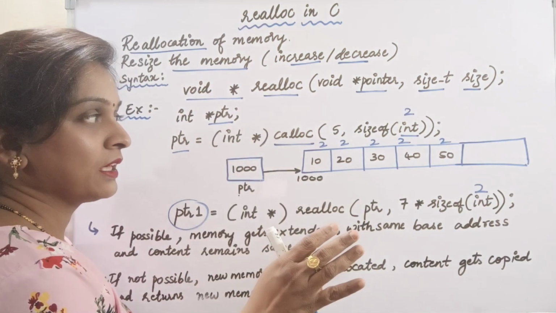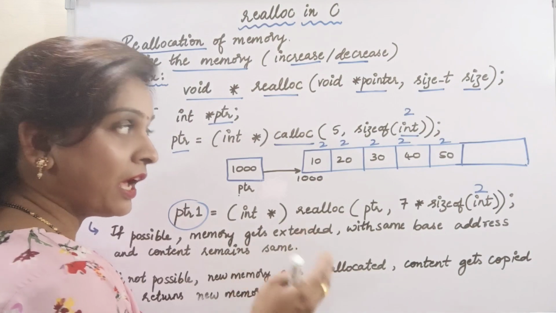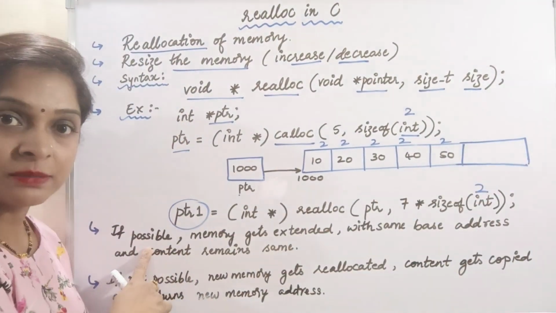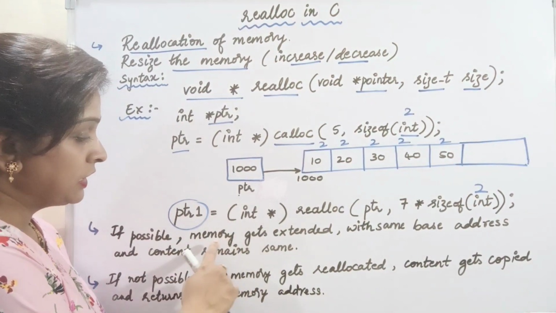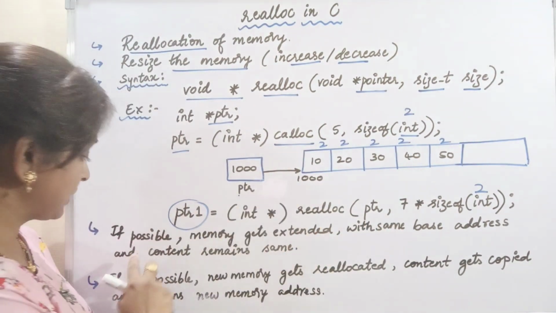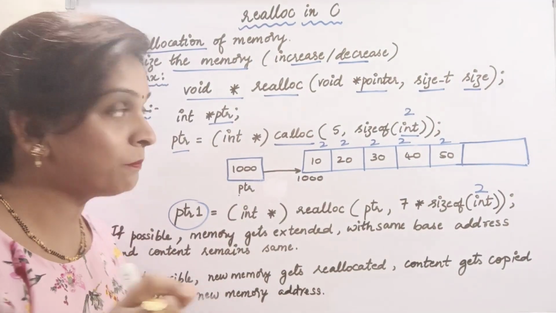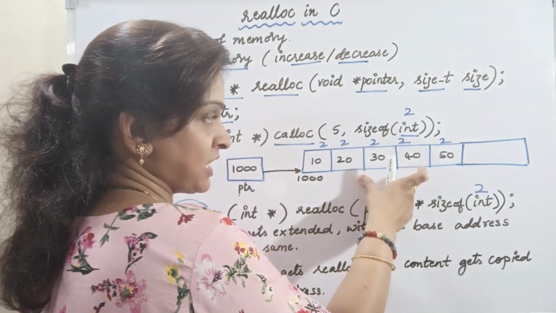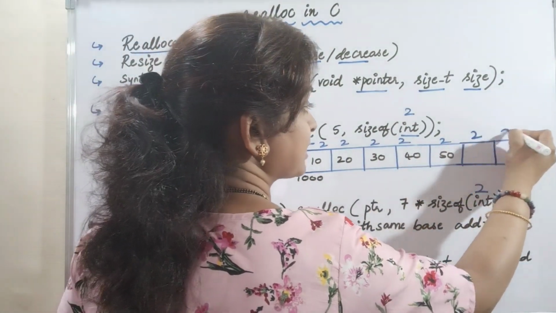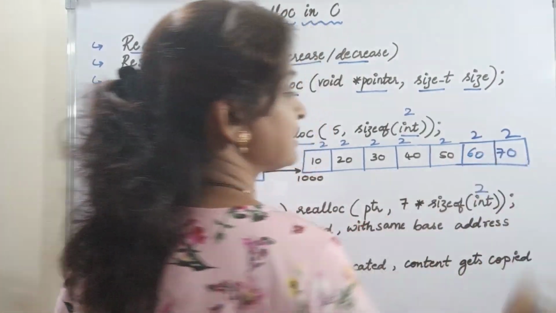So what the system may do, it may extend the existing memory itself. If possible, the memory gets extended with the same base address and the content remains the same. Understand this carefully. The contents remain the same and the memory can be extended with 4 more bytes. So I may store the next two elements, say 60 and 70.